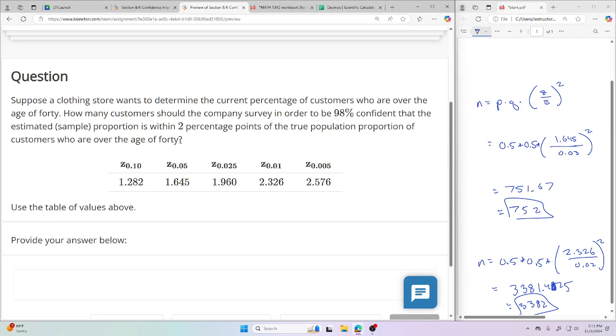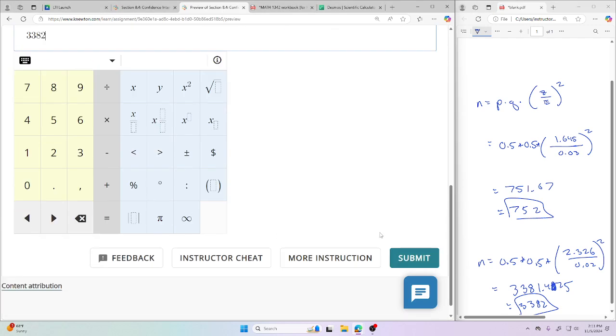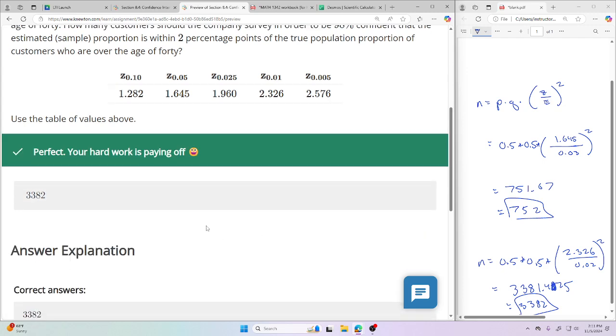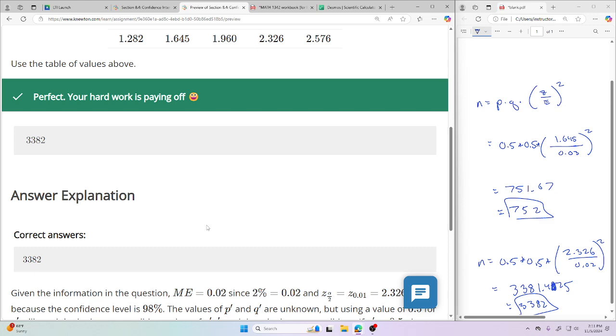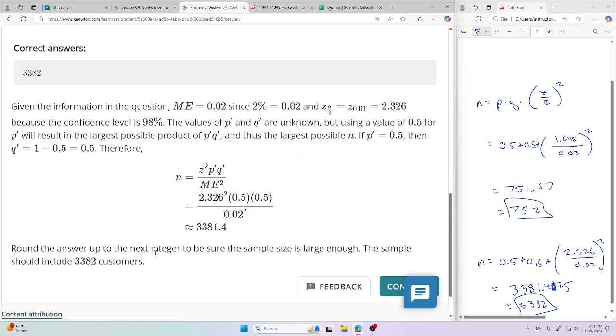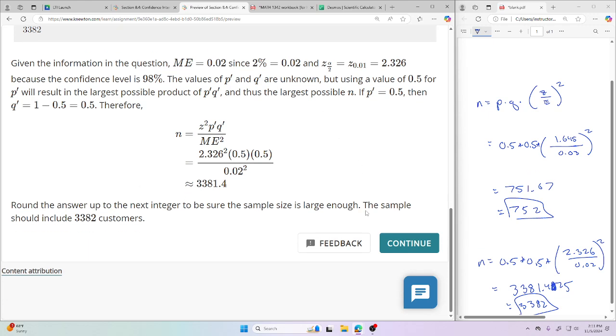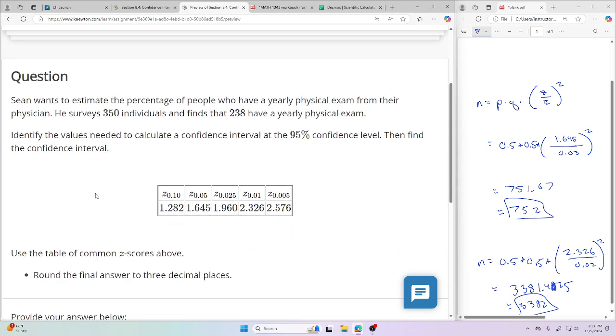So here's the true test. Do they want us to round up? They do. Do they say round up? Oh yeah, look at that. Round the answer up. I know what I'm talking about. I know what I'm talking about once in a while. Yay! They pay me to do this. Thank you. Y'all pay me to do this.